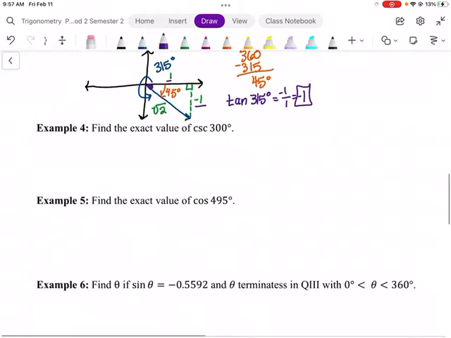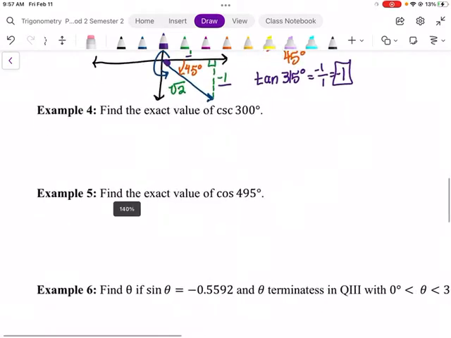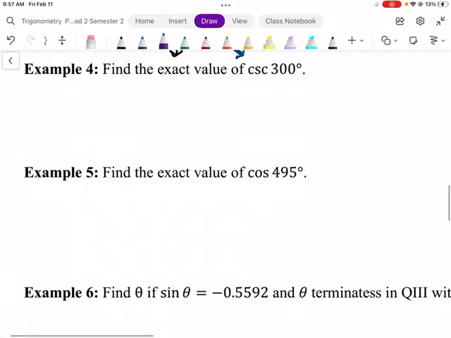All right, so if you want to try to do examples 4 and 5 on your own and then hit play to check your answers, you can do that to see how well you understand this concept.